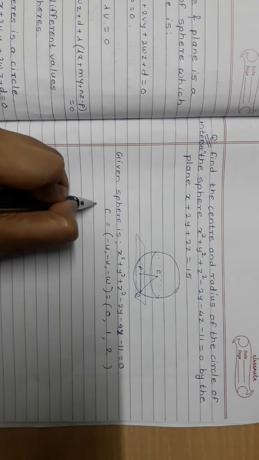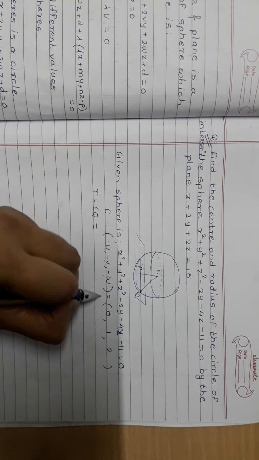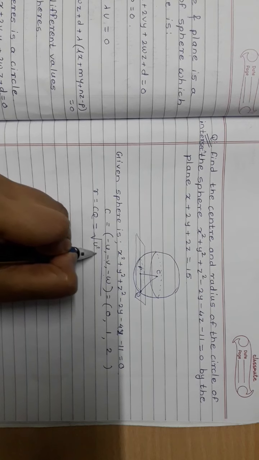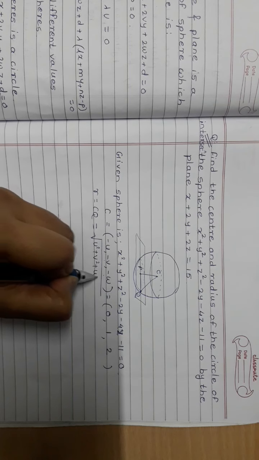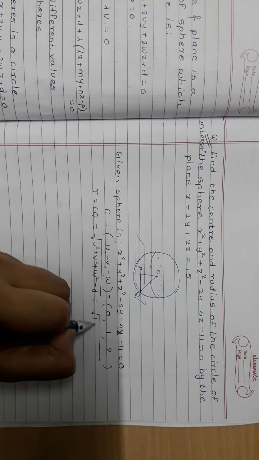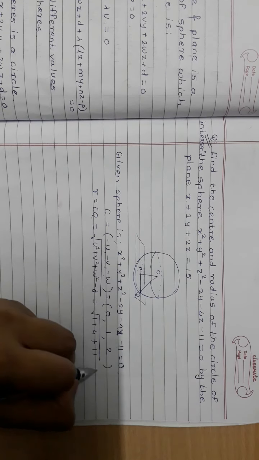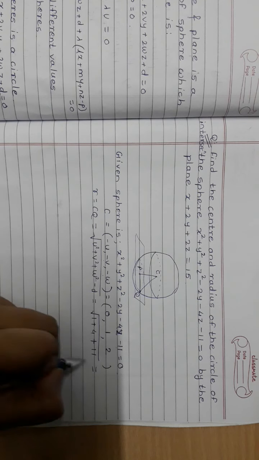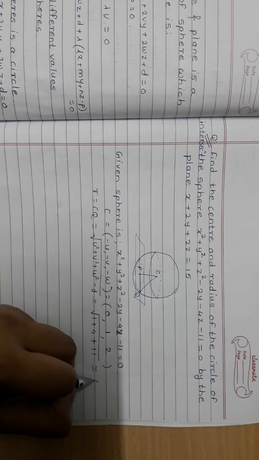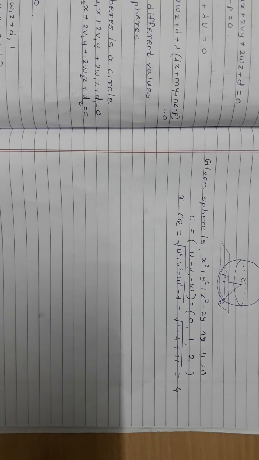And we also want to find out the radius. The radius is here CQ, which is the square root of u square plus v square plus w square minus d. Which is here 1 plus 4, and minus minus plus 11. So CQ is the square root of 16, so that is just 4, right? So I got the center and radius for the given sphere, right?